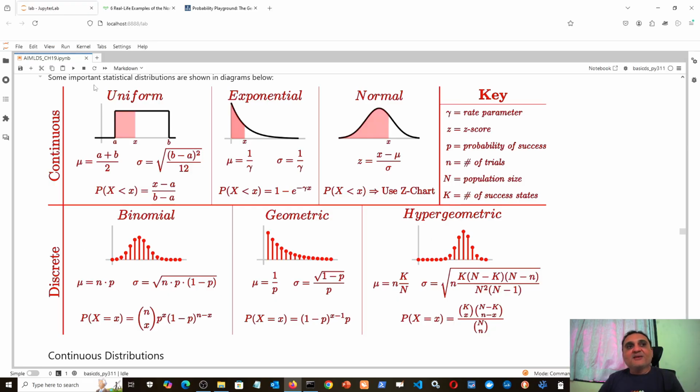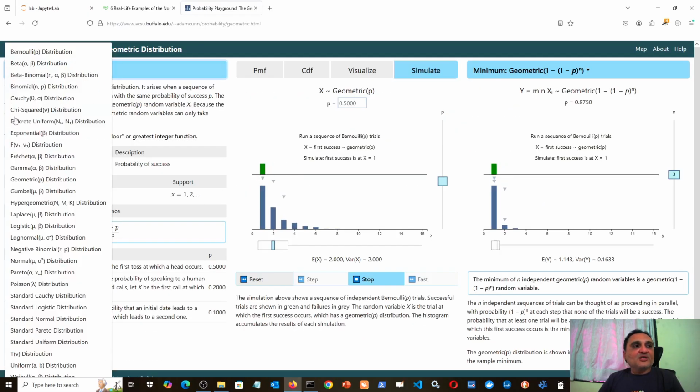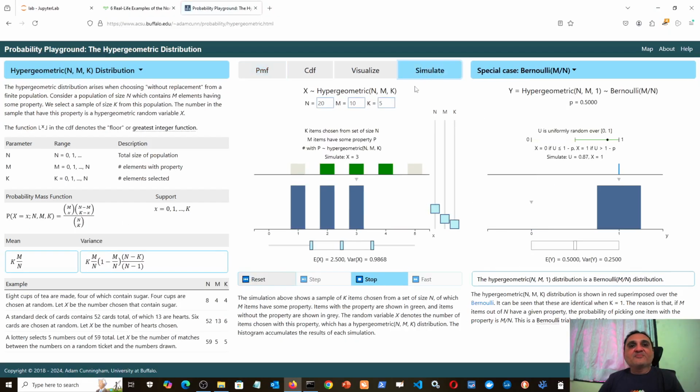Then there is another which is the hypergeometric distribution, correct? So for the hypergeometric distribution, okay, and here I am simulating.